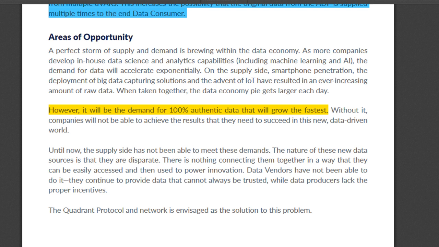Without companies being able to achieve this, the results that they need to succeed in the new data-driven world, things are going to get clogged up. You're not going to be able to finish teaching your machine learning what it needs to know, so it's going to get stuck going over the same cross-pollinated data sets over and over again, because you're just dying for more data, but you can't buy any more because it's just not out there. So that's where Quadrant Protocol is going to fix that issue, though.